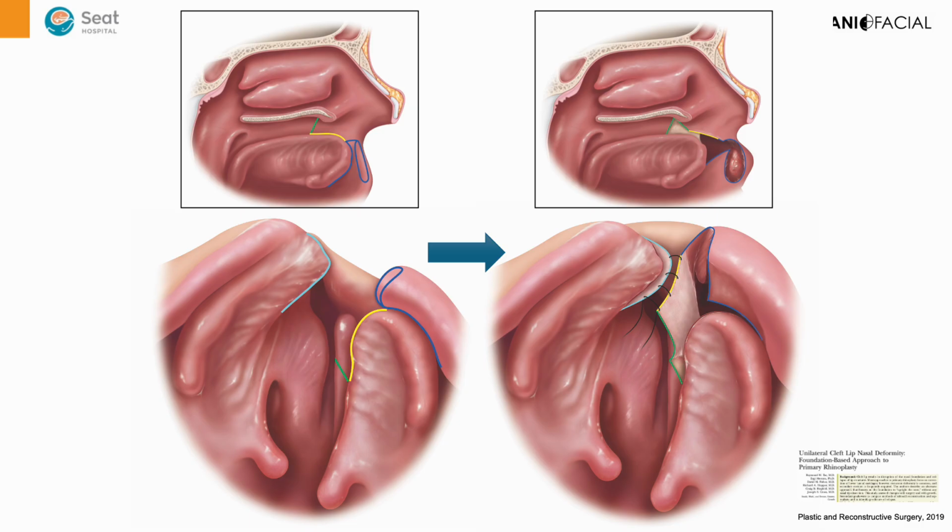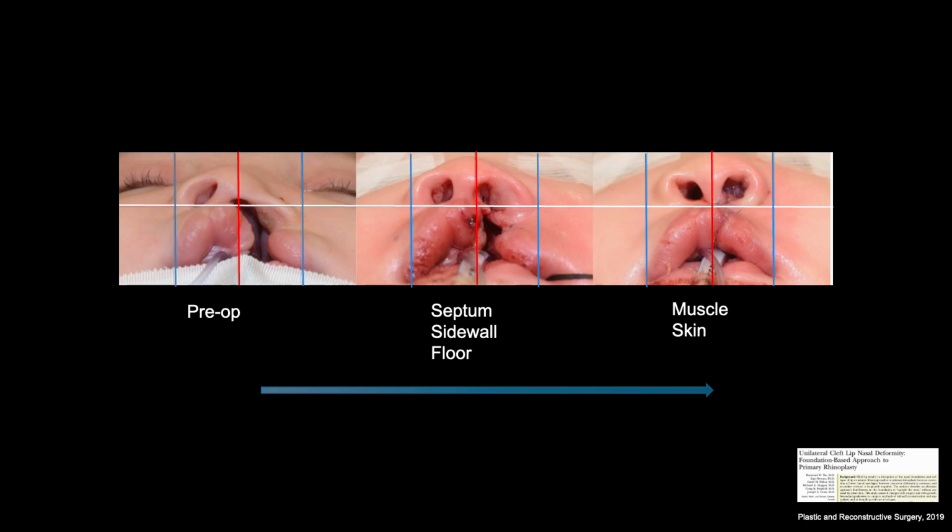With that, the entirety of the lateral nasal wall can be mobilized en bloc as the cleft alar base is being advanced anteriorly. So intraoperatively, with correction of septum, sidewall, and floor only, there's profound changes in the shape of the nose, with the final alteration produced with inset of muscle and skin.